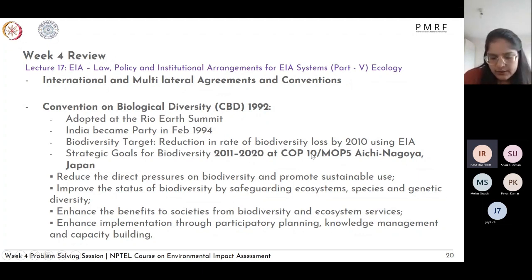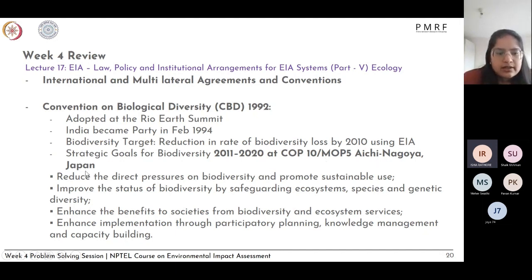So under the Rio Earth Summit, the parties which adopted it meet up every few years, or like every year, and this is known as the Conference of Parties, to discuss their goals and their progress. The Conference of Parties in 2010 was held in Nagoya, Japan, and they defined the strategic goals for biodiversity for the years 2011 to 2020, which are known as the Aichi biodiversity goals as well.